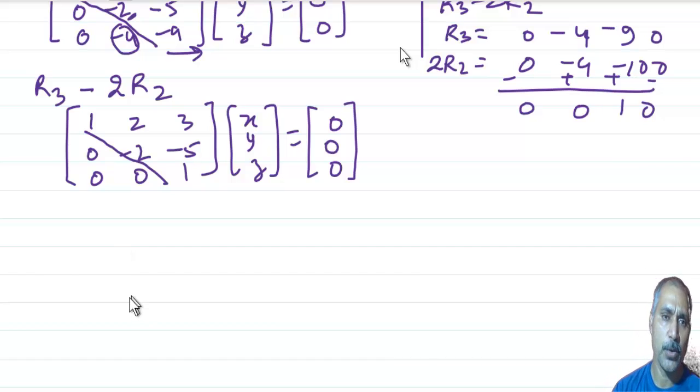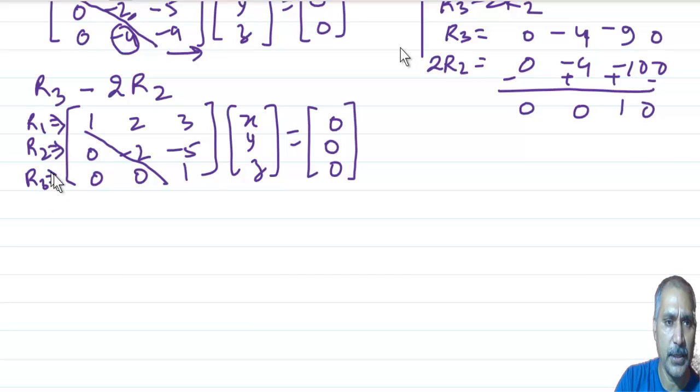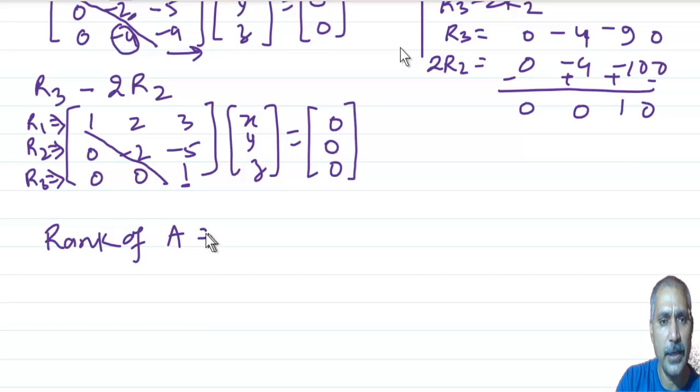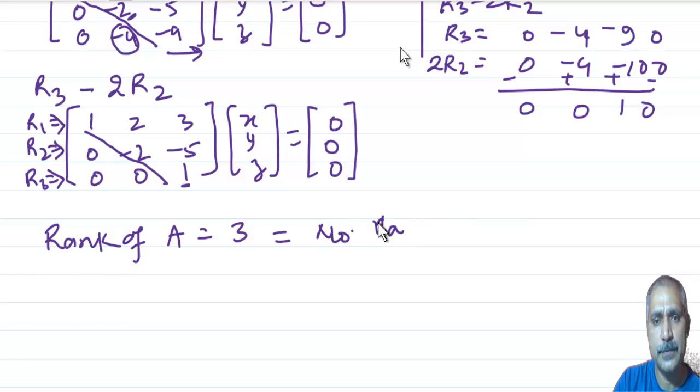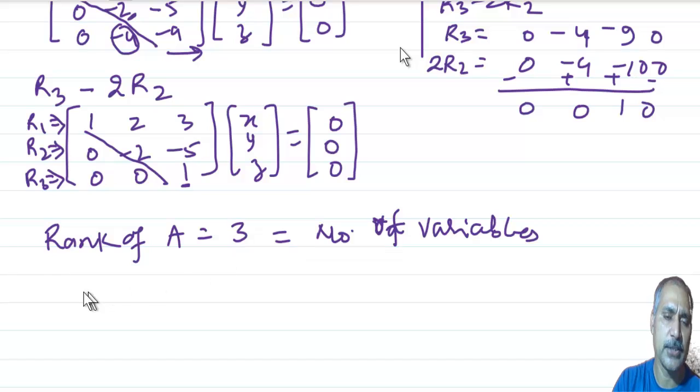We can predict what is going to be the rank. This is row number 1, that is not 0. Row number 2, that is also not 0. Row number 3, that is also not 0. Hence, because at least one element is non-zero, the rank of A is equal to 3, and that is equal to the number of variables. We are having 3 variables x, y and z, and the rank is also 3.